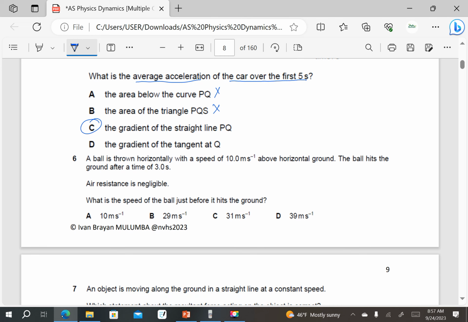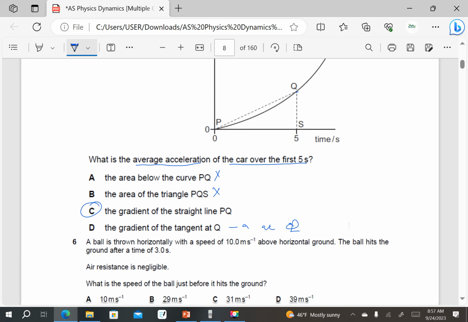So the last one, this one is acceleration at P, or at Q, exactly at Q. That would be acceleration at Q.